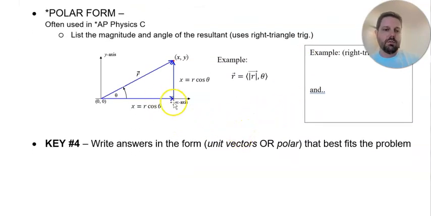Polar form would probably be what your brain would attach to this right away, which would be right triangles, because this is in fact a right triangle. So if we just wanted to know the hypotenuse, the magnitude, the length of the hypotenuse, then we would have to use right triangle trig. So we'd want to say, what is the absolute value of the hypotenuse, so the absolute value of vector r. And then to give it its direction, we would use its theta here.